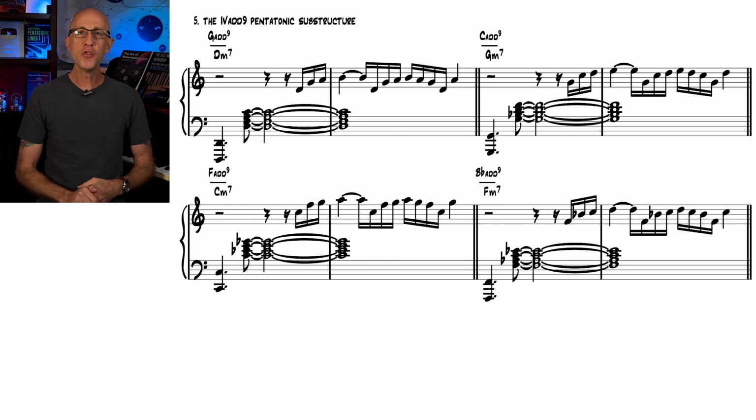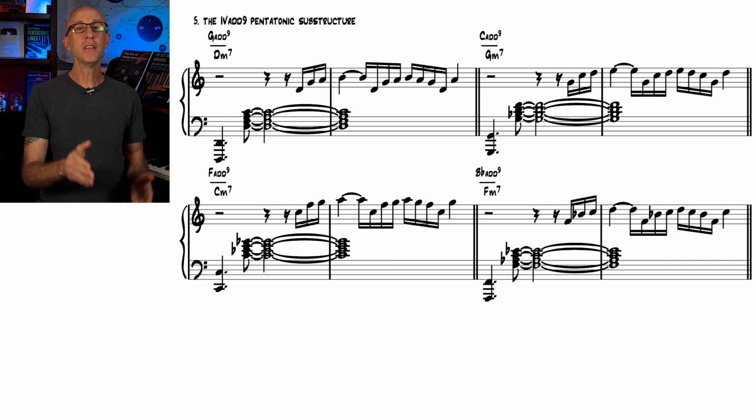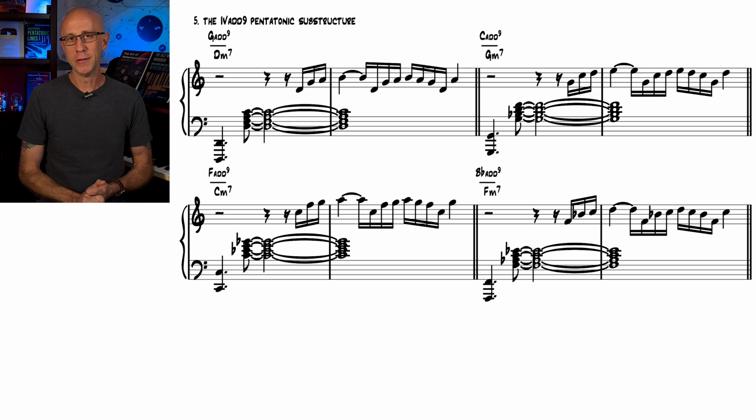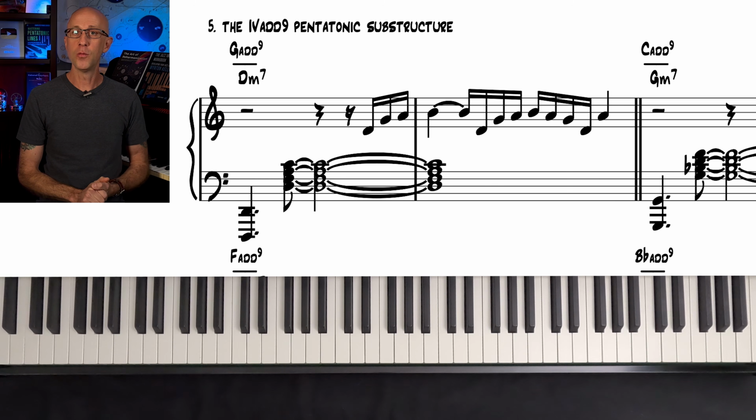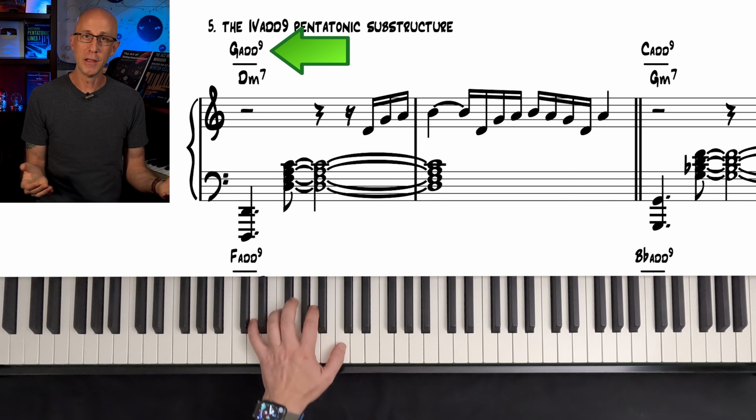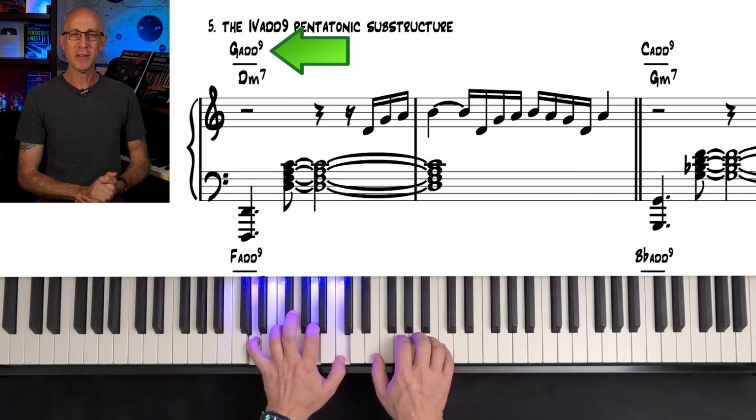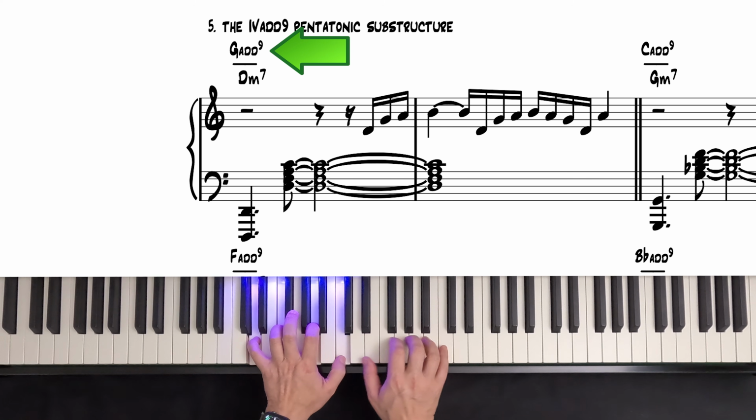By the way, when you work with these concepts, you can always create shortcuts that will allow you to access these ideas much faster later on. For example, in step 5, we were playing G add 9 from the E minor pentatonic over D minor 7 to create a Dorian sound.